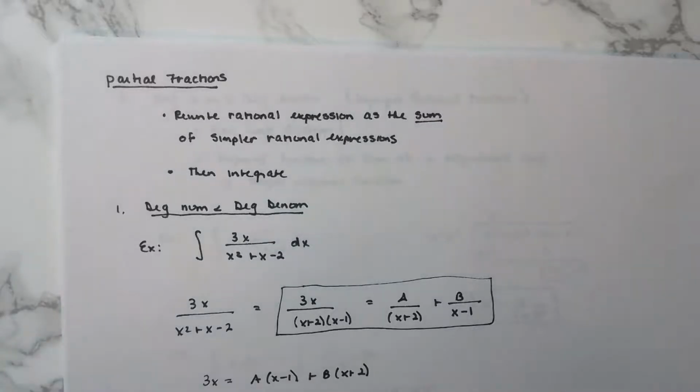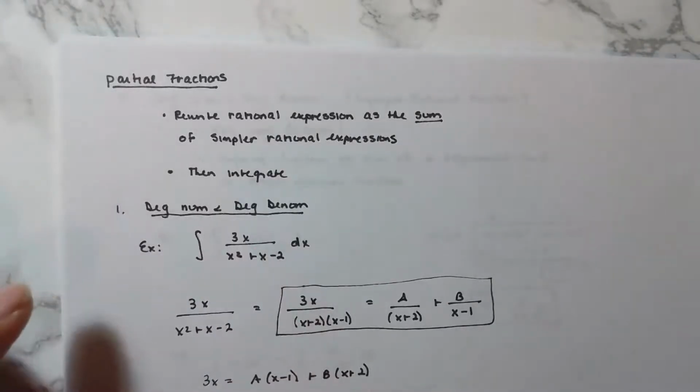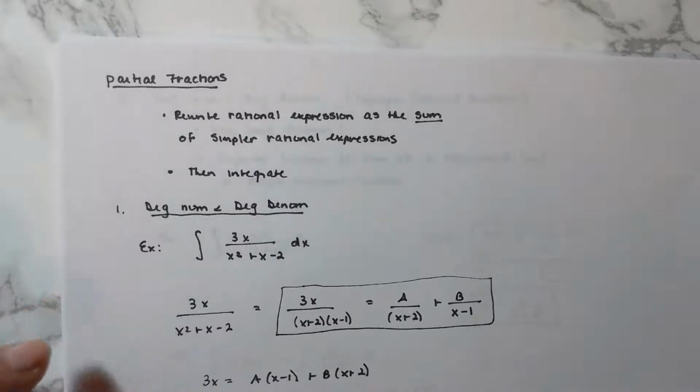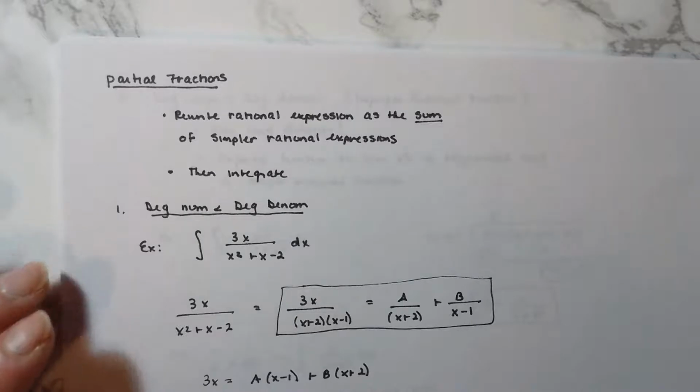And this is where you're going to be given a rational expression that you don't know how to integrate. No matter what you do, you can't integrate it. And so the idea is you're going to rewrite that rational expression as the sum of simpler rational expressions that you can integrate, okay? And then you're going to integrate.